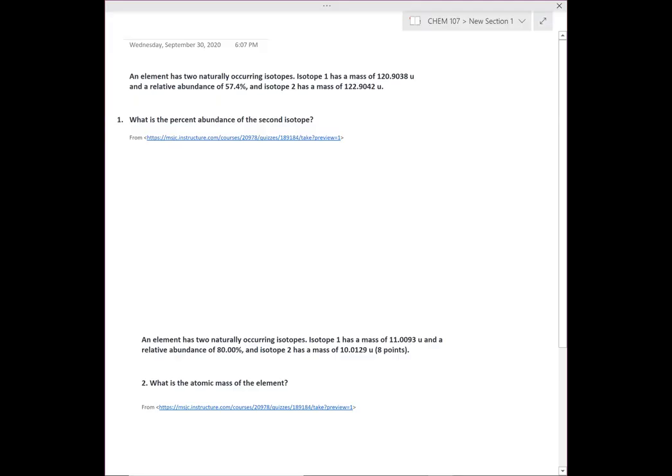First and foremost, we're given an element has two naturally occurring isotopes. Isotope 1 has a given mass and an abundance of 57.4%. Isotope 2 has the following given mass, and we're asked to find the percent abundance of the second isotope. We know that the percent abundance of isotope 1 plus the percent abundance of isotope 2 must add up to 100%. If we add up all of our isotopes, the total abundance is 100%. Does that make sense?